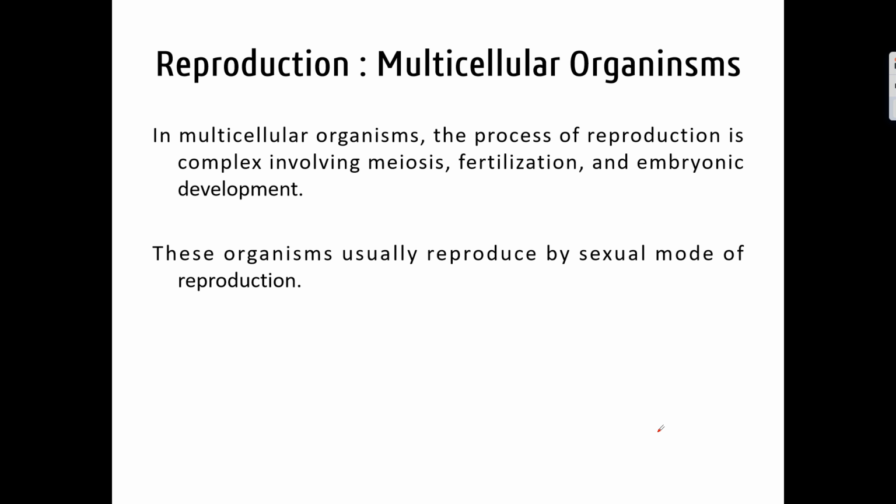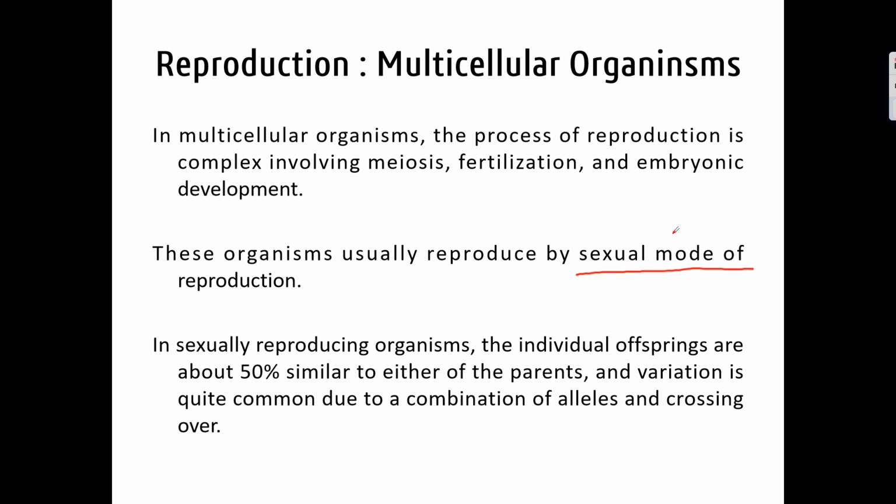These organisms usually reproduce only by the sexual mode of reproduction, and there are a lot of variations. When we compare single-celled organisms and multicellular organisms, variations are quite common in multicellular organisms. Why are the variations quite common? Because the newly forming organism is receiving DNA from both the parents, right?